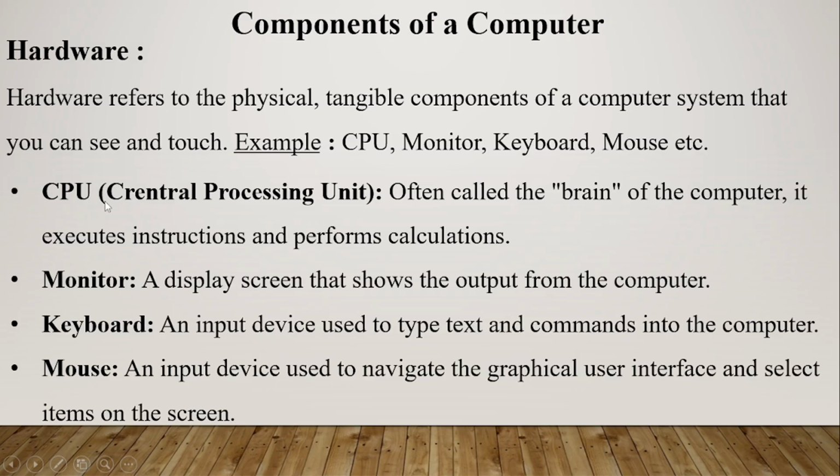The CPU, central processing unit, is often called the brain of the computer. It performs all calculations and processes commands. The monitor displays the output. The keyboard is used to type and the mouse helps us interact with items on the screen.